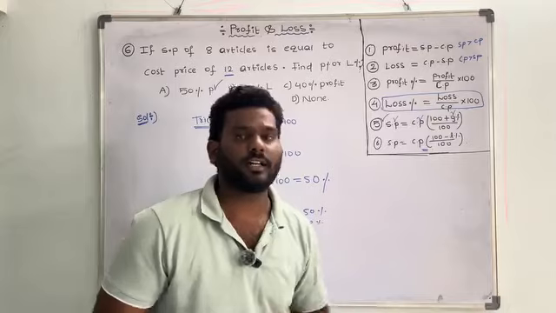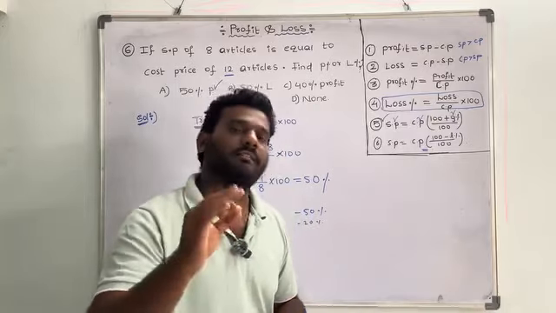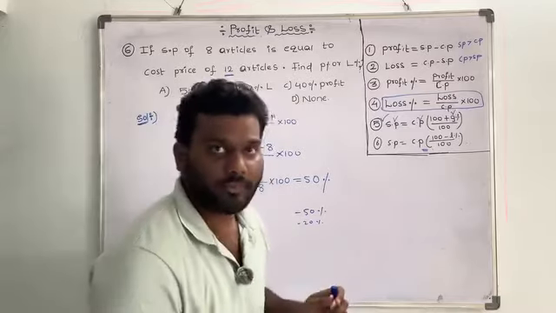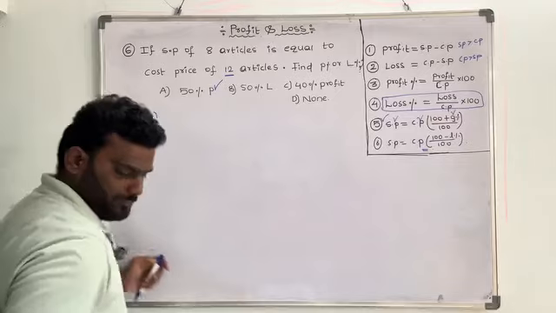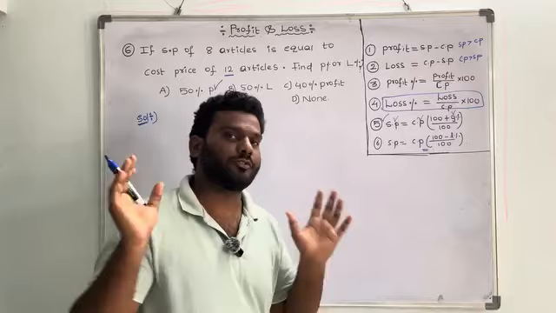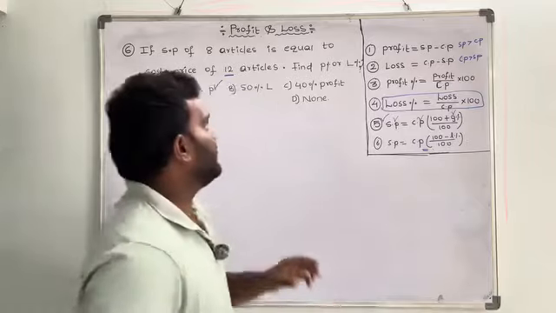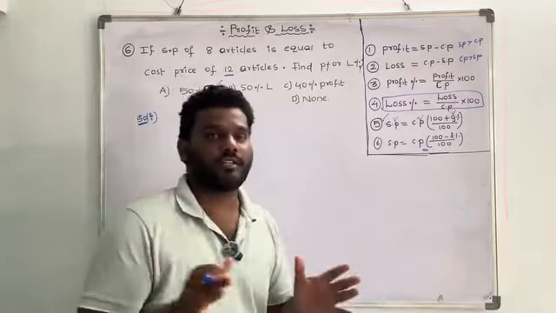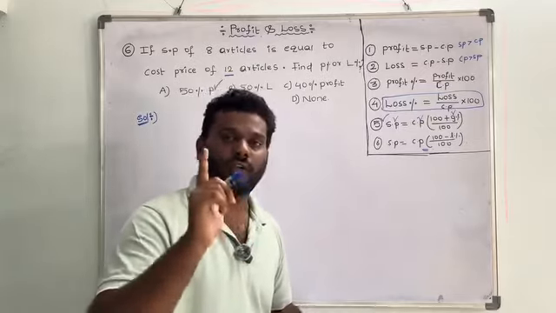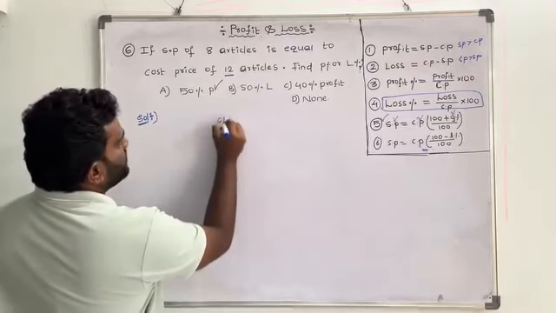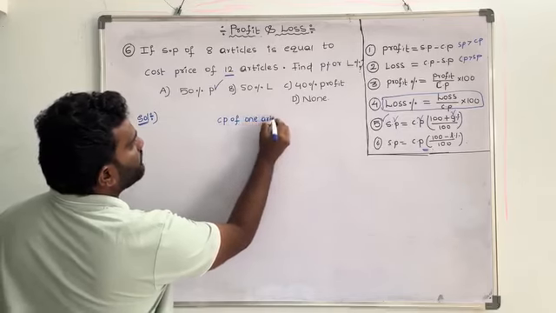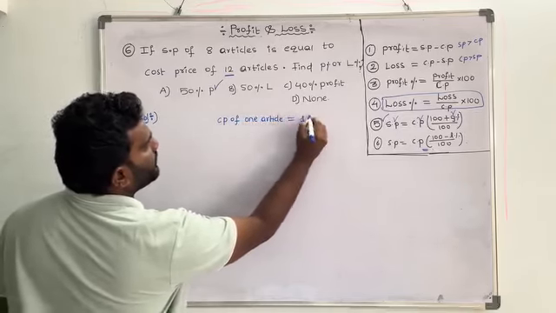Now we will discuss the method of how to solve this, because the method is evergreen. If you forget this trick, you have to follow the method. See the method. In this question, whatever the things given, when sufficient cost price is not given, you have to assume the cost price of one article is equal to 1 rupee.